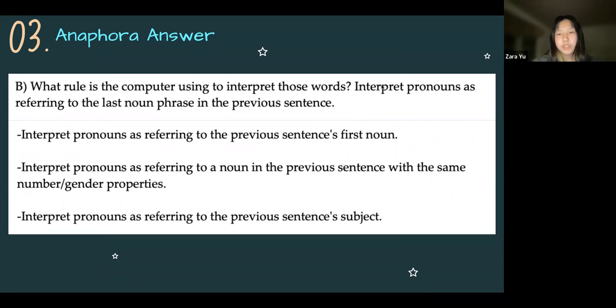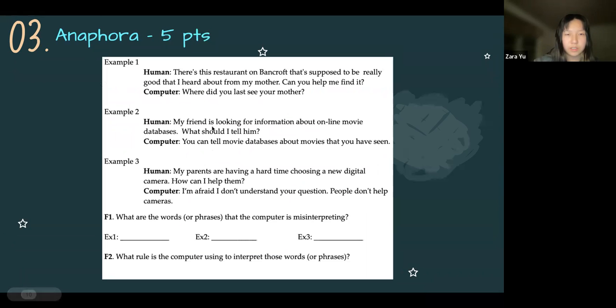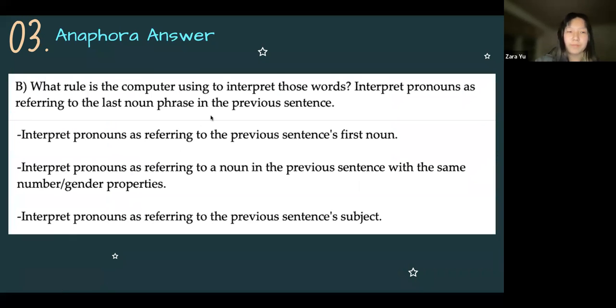So the first one is interpreting pronouns as referring to the last noun phrase in the previous sentence. So for example, in this one, they interpreted it as the mother instead of the restaurant, which is an example of that rule. The second one is interpreting pronouns as referring to the previous sentence's first noun. The third one is interpreting pronouns as referring to a noun in the previous sentence with the same number or gender properties, and the fourth is interpreting pronouns as referring to the previous sentence's subject.